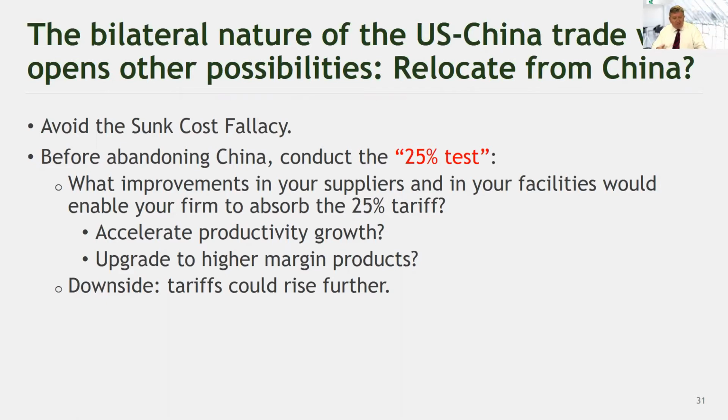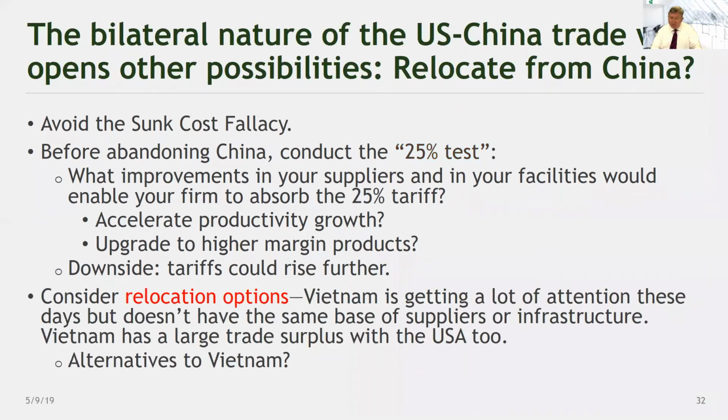So you don't use the fact that you've spent a lot of money in the past to keep you in China. Instead, ask a second question: is there any way you can make up the 25% tariff payments that you are going to have to pay through higher levels of productivity or upgrading your products and higher profit margins? I call that the 25% test. If Donald Trump is going to tax you 25%, can you make your facilities in China 25% or more profitable? In which case, you may find that staying in China and upgrading is much better than moving to another location. The downside with this strategy, of course, is that the tariffs may rise above 25% at some point in the future. The third option, of course, is to consider relocation.